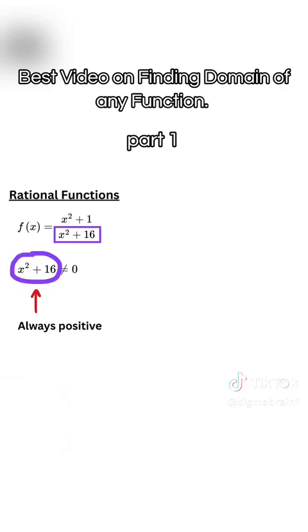For the next function to be defined, x squared plus 16 must not equal 0. Notice that squaring any real number always gives a non-negative result. Then adding 16 to that squared value always produces a positive number. Therefore, this expression can never be 0. Since no real value of x makes the denominator 0, the domain of this rational function is all real numbers.